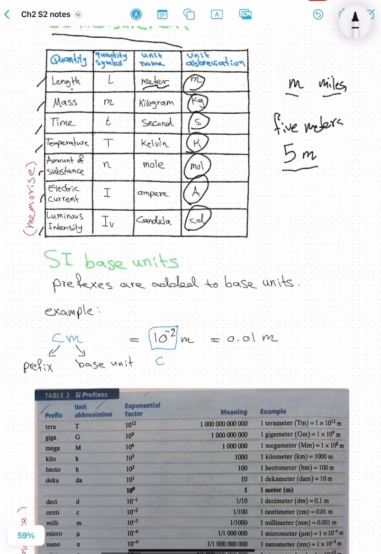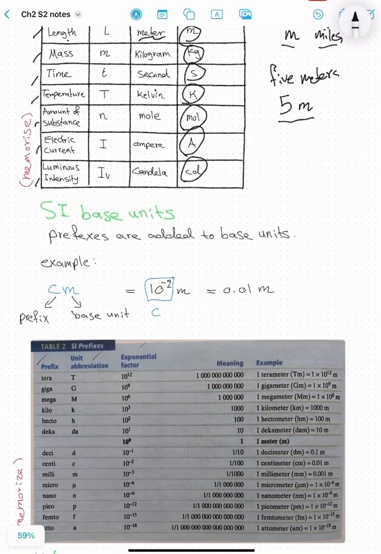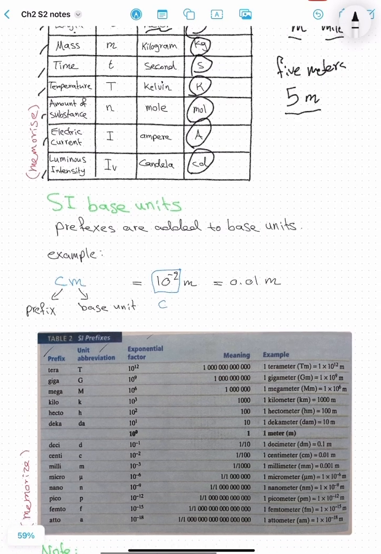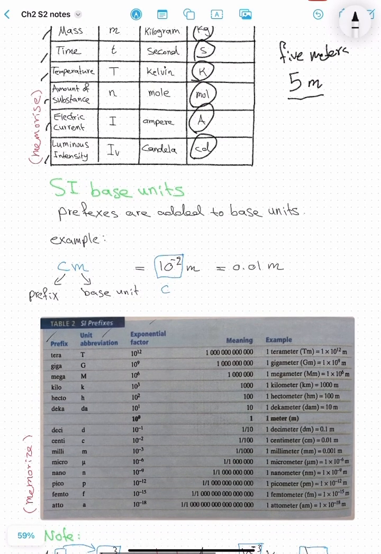Okay, then we have SI base units. What do you mean by base units? They are the normal units to which we can add prefixes. For example, meter is a normal unit, a base unit. We can add kilo to it, it will become kilometer. We can add centi to it, it will become centimeter.